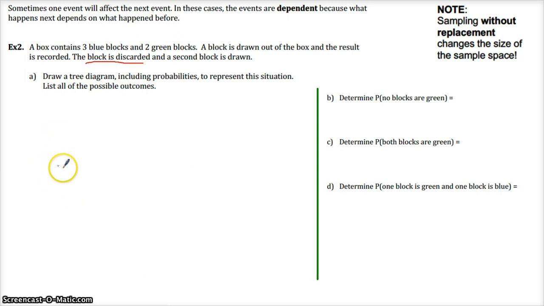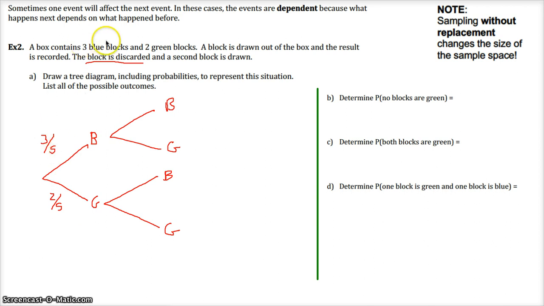Okay, so let's draw a tree diagram. In the first part we have blue and green, and the second one we also have blue and green. I will fill some stuff out. In the beginning we just have 3 of the 5 are blue and 2 of the 5 are green. But then after that, we don't replace it. So there's only 4 left in all of these situations. There's only 4 left in the bag for the second draw. So already there are different probabilities. None of these probabilities are going to be the same as what they were before.